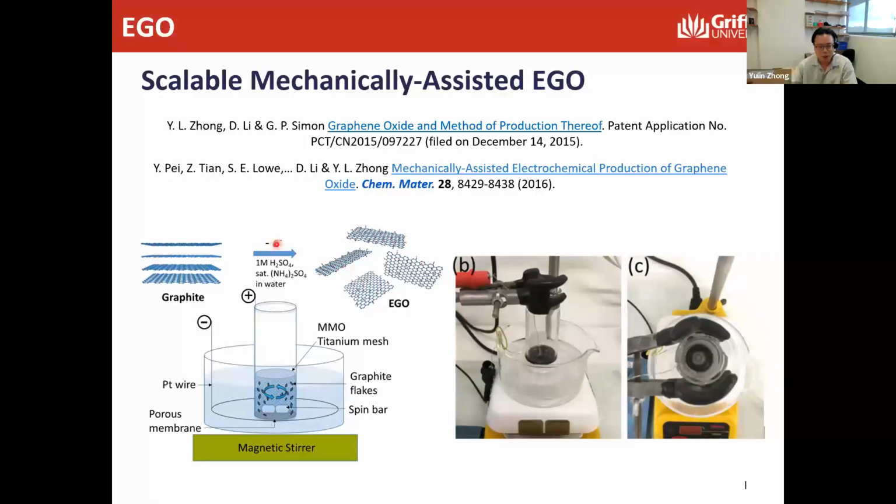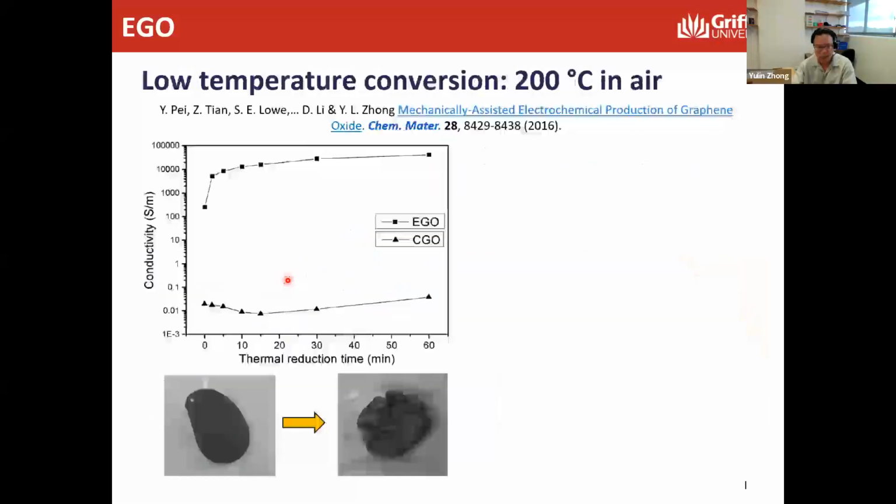And you can see that it's just in a benign electrolyte, just saturated ammonium sulfate, a neutral salt, and then acidified with 1 mole of sulfuric acid. So pretty safe compared to the Hummers method for graphene oxide.